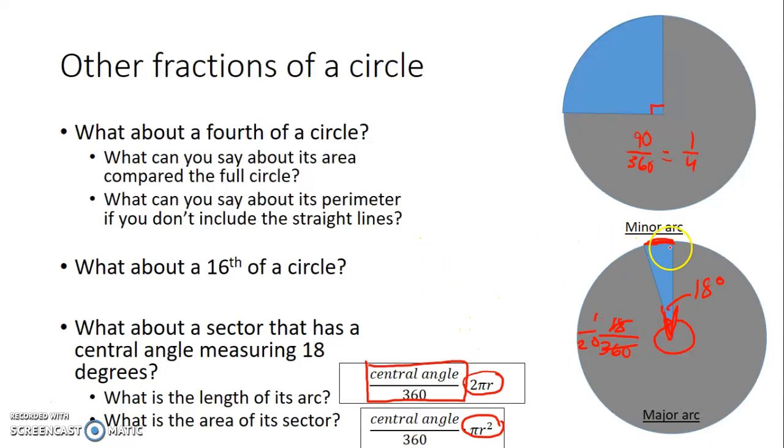I want to add one more piece of vocabulary. When we talk about a sector, so we've divided a circle up into pieces, we can talk about two arcs. One is a minor arc. That's something that's less than a semicircle. And we can also talk about a major arc. That's the one that's going the rest of the way around, which is more than a semicircle. So we always have those two different arcs anytime we cut up a circle.